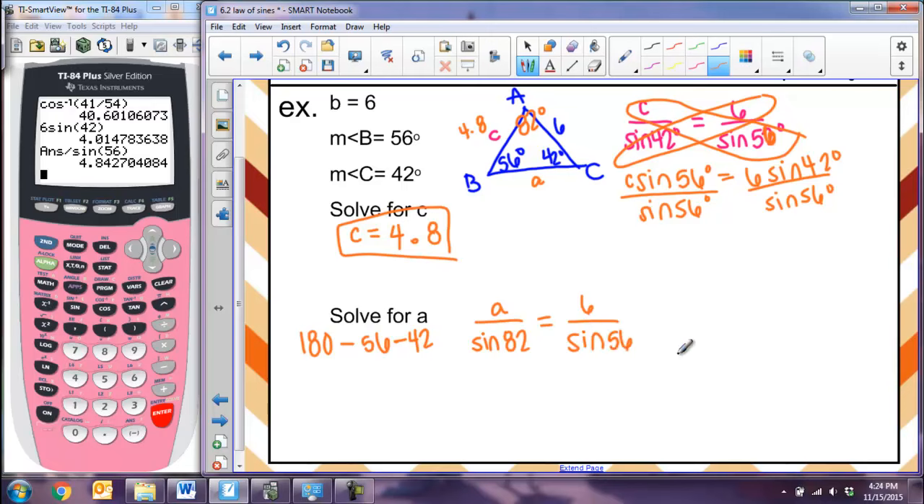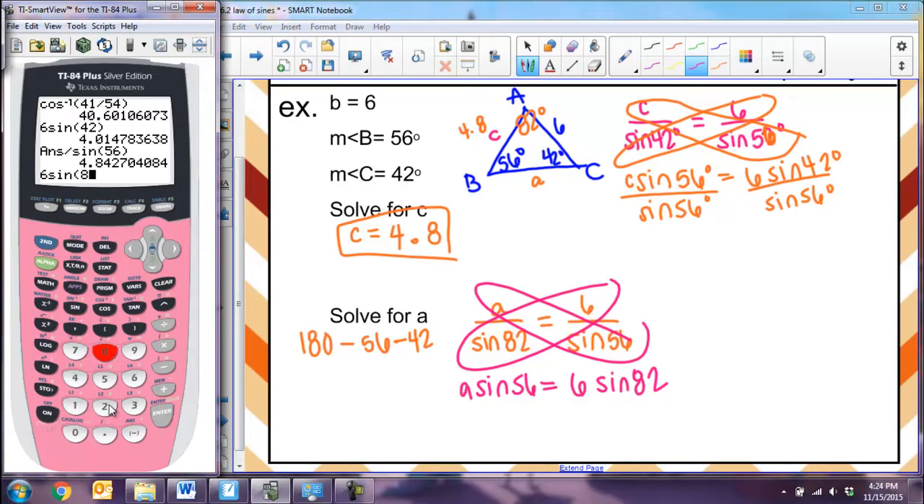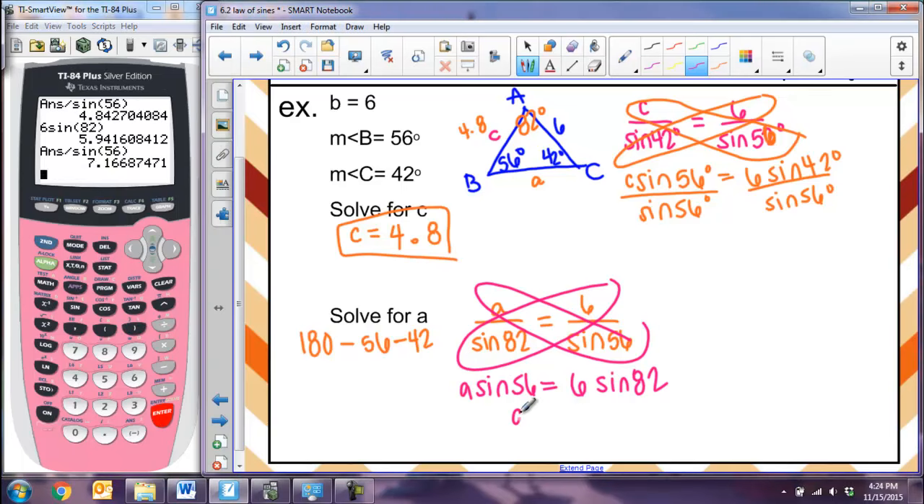Now this is just another cross multiply and solve situation. You multiply these two things and then divide by the sine of 56. So A times the sine of 56 equals 6 times the sine of 82. If I plug that in my calculator, 6 sine of 82, still in degrees, and then divide that answer by the sine of 56 degrees, I find that A is approximately, rounding to the nearest tenth, 7.2.